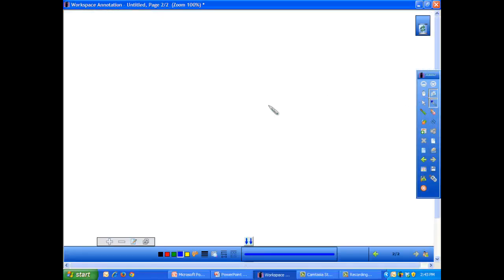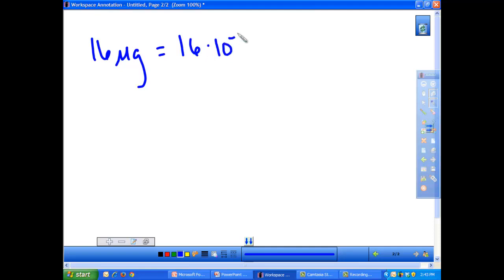So pull up my practice sheet here. So the micro prefix, it looks like a funky little u, and it means times 10 to the negative 6th. So 16 times 10 to the negative 6th grams, and we're going to go, is what that means.